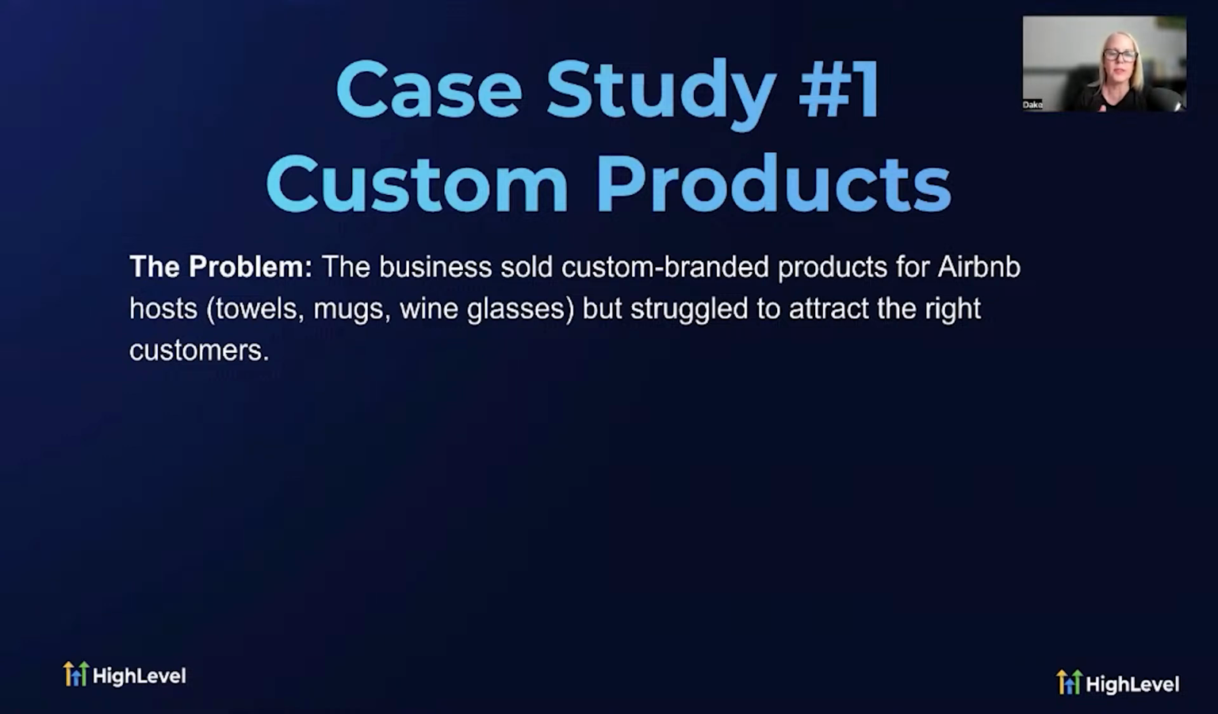So the problem was the business sold custom branded products, and their market was Airbnb hosts. So primarily Airbnb hosts with beach vacation type properties. So think towels, mugs, wine glasses, visors, things like that. They struggled to attract the right customers to their physical product business.